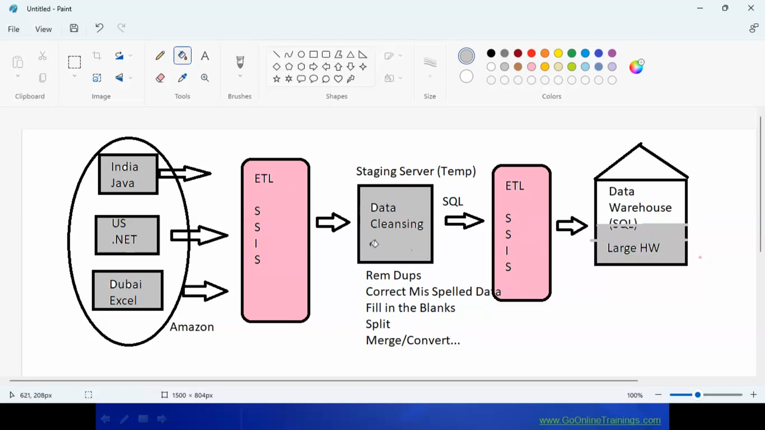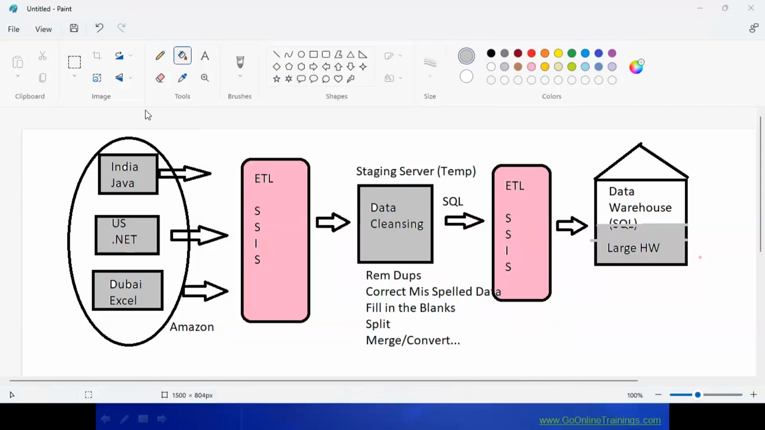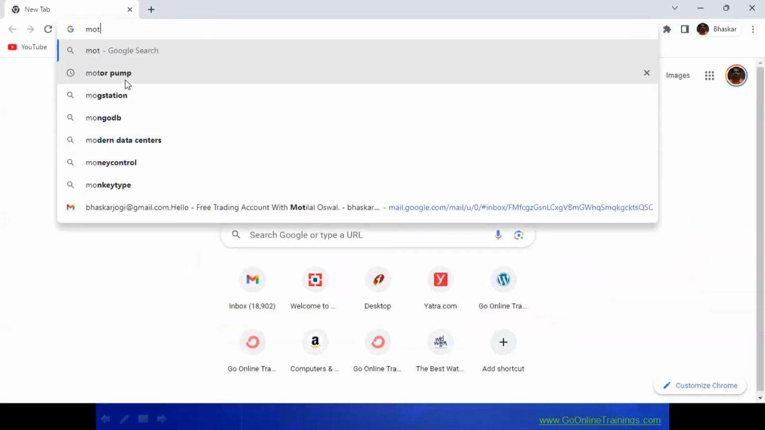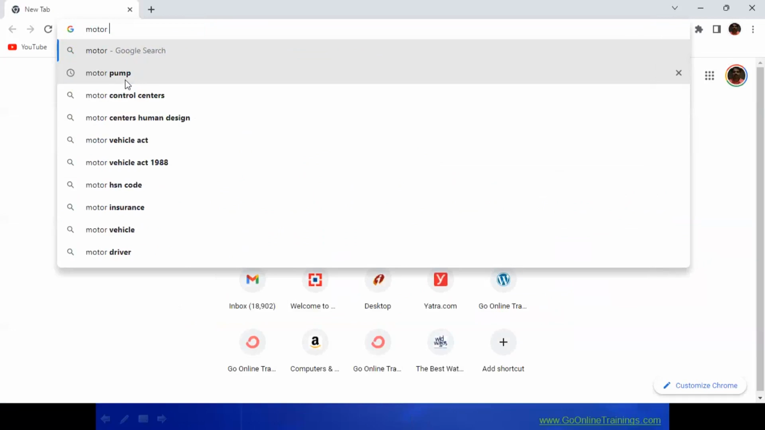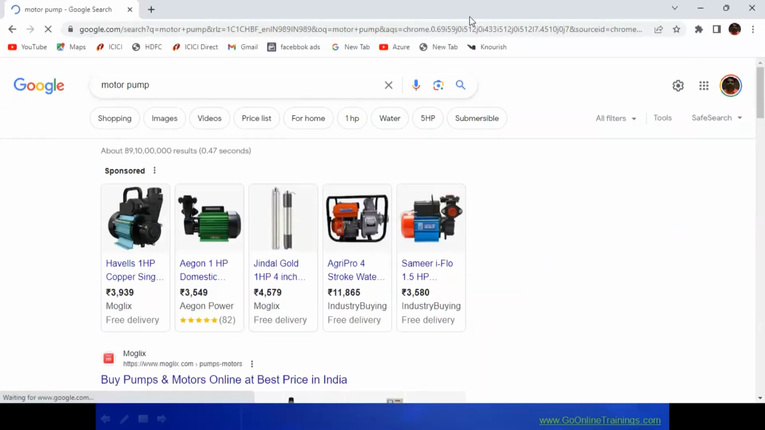Staging means temporary. You're going to be cleaning. But one day somebody told me, why are you manually lifting the water, can't you buy a motor pump? So when you go to Google and look for the motor pump, this is what is called your motor pump, right? These motor pumps are called your ETL. Remember, this is your SSIS.